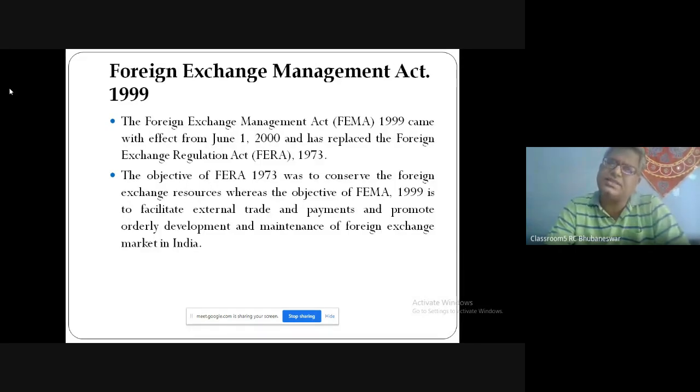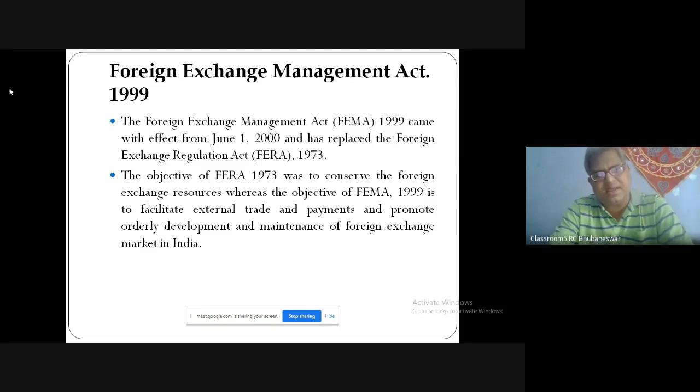So the Foreign Exchange Management Act was enacted in the year 1999 and came into effect from 2000. But before that FERA was also there. FERA was changed into FEMA. Nowadays we use the term FEMA, not FERA. Both acts are related to foreign exchange management. FERA means Foreign Exchange Regulation Act, FEMA means Foreign Exchange Management Act. FERA was enacted in 1973, but FEMA was enacted in 1999.